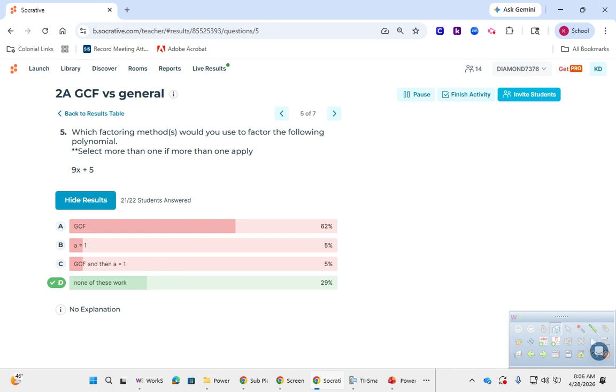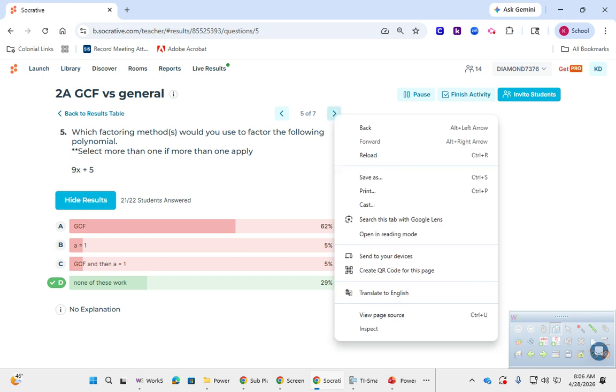Numbers that multiply to 9: 1 times 9, 3 times 3. Numbers that multiply to 5: 1 and 5. Do they have anything in common besides 1? No. So even though this looks like it could have been a GCF problem, none of those actually work, because in order to be a GCF problem, there has to be a GCF. And there's not between 9 and 5. So this one was none. I totally get the GCF pick, but it's actually none when you look at the numbers.